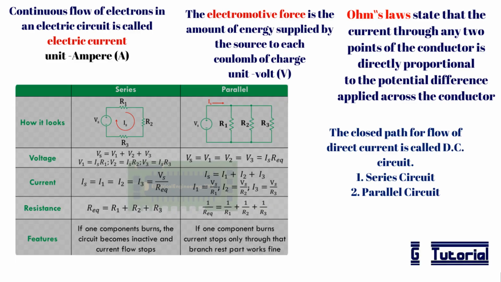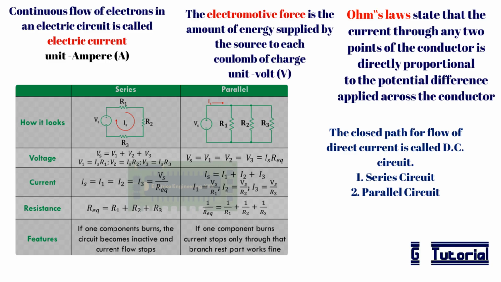This is some of the important notes on the portion DC circuits. First, we can see what is meant by electric current. Electric current is a continuous flow of electrons through an electric circuit, and its unit is ampere. Next is electromotive force. Its unit is volt. It is the amount of energy supplied by the source to each coulomb of charge.